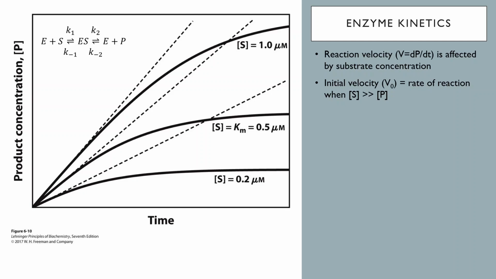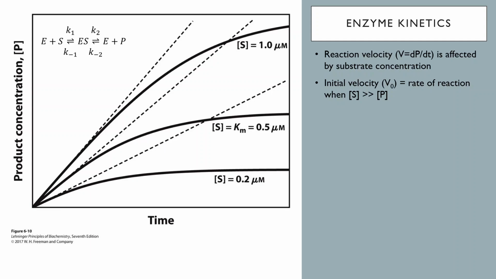So now we're going to talk about enzyme kinetics, and how we can experimentally determine the kinetic properties of enzymes. Remember that when we talk about reaction velocity, we're really talking about the change in either the amount of product over time or substrate. Usually, experimentally, it's easier to measure the change in product concentration.